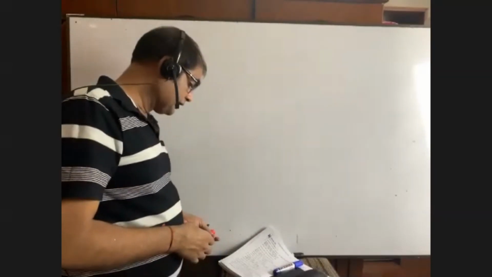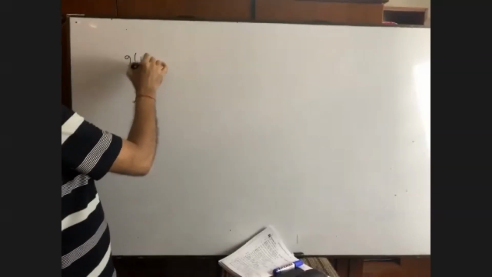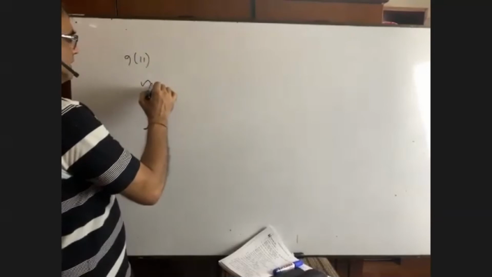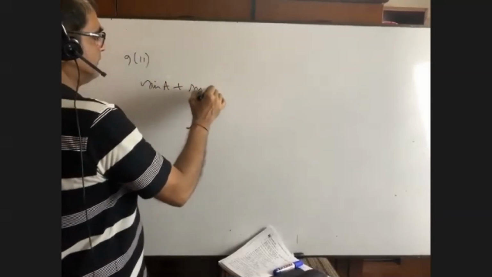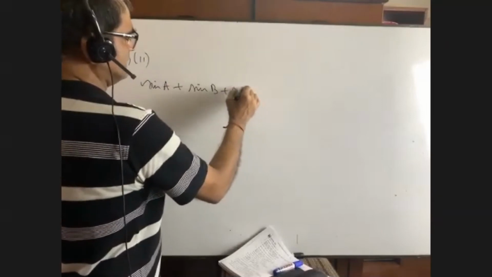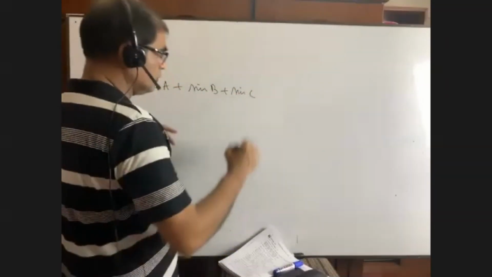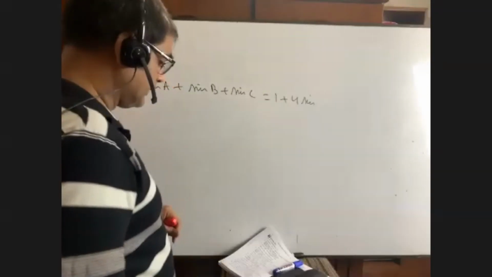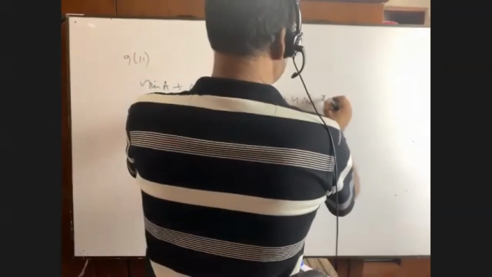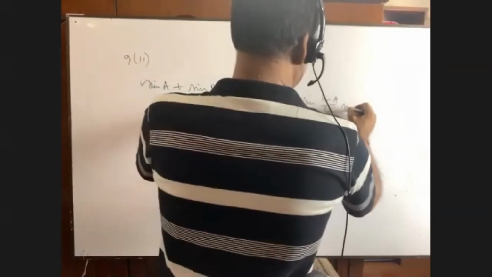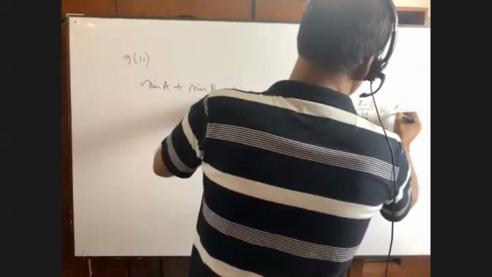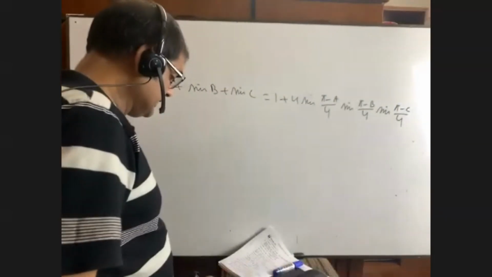Now, you can do some maths, question number 9.2, at home, or you can do it here as you like. You see the interesting math: sin A, sin B, sin C is equal to 1 plus 4 sin of (pi minus A) by 4, sin of (pi minus B) by 4, and sin of (pi minus C) by 4. It is really very, very easy.